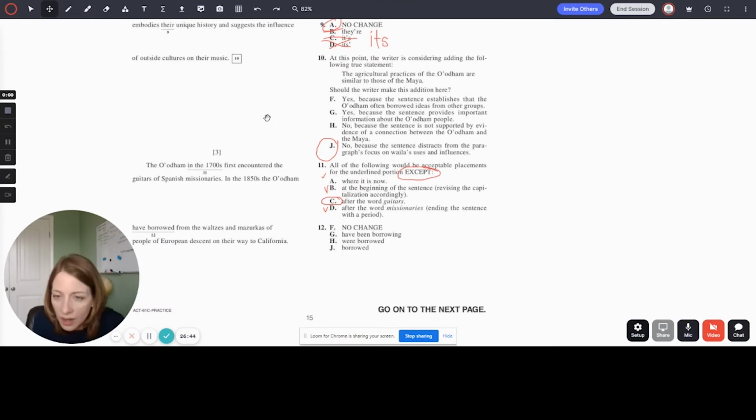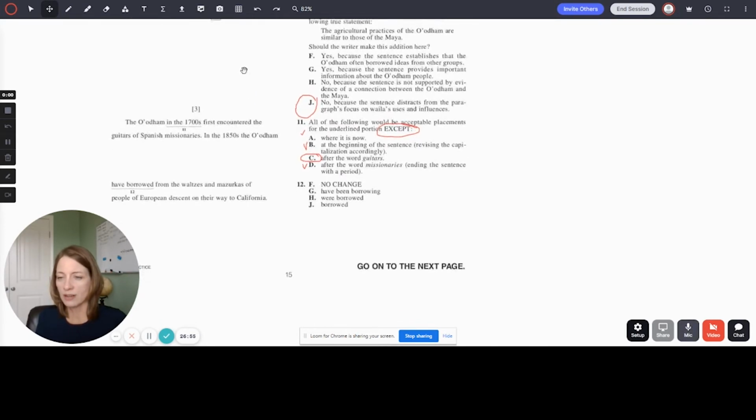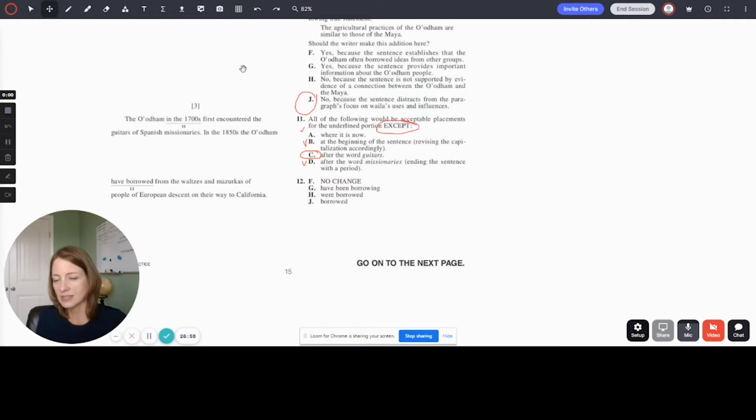Next. Okay, in the 1850s, the Odom blank from the waltzes, the masquerades of people of European descendants on their way to California. Okay. In the 1850s, the Odom borrowed. I just think it just needs to be borrowed. Let's just keep it simple. Okay. So they encountered and they borrowed. Let's not make it harder than it has to be. Okay.